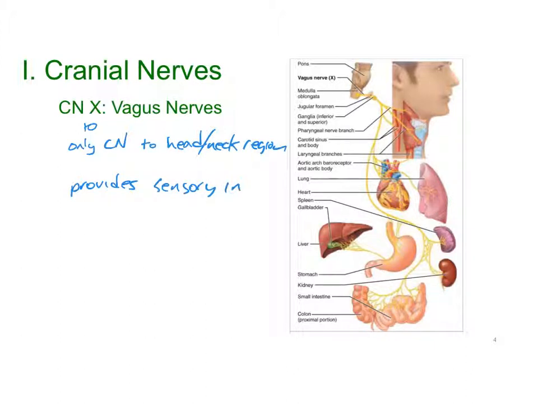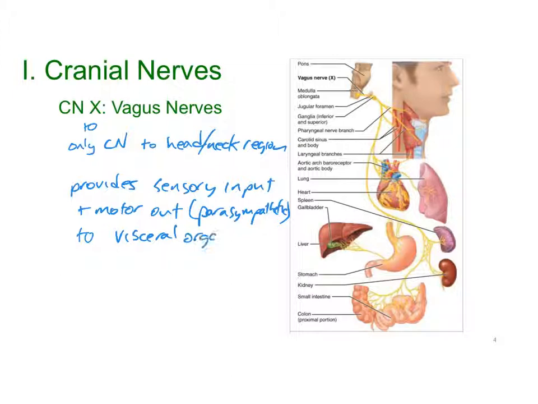Sensory input and motor output, which is primarily going to be parasympathetic to visceral organs, which again, visceral organs are the organs that are found within the interior body cavities, so the thoracic cavity and the abdominal cavity.